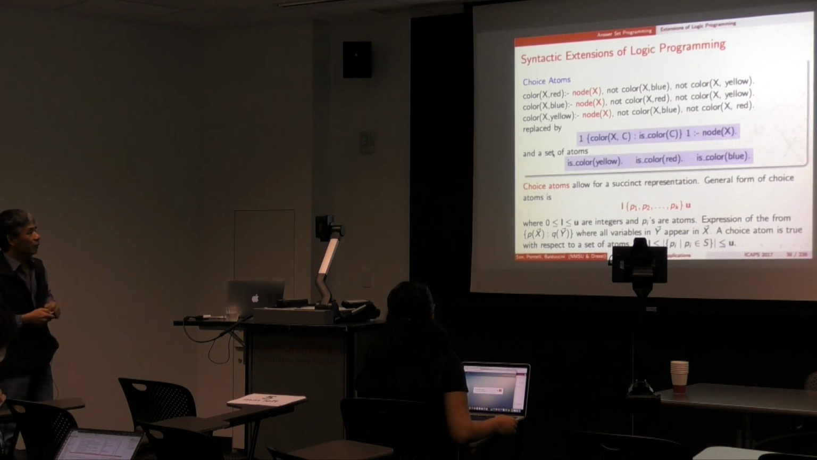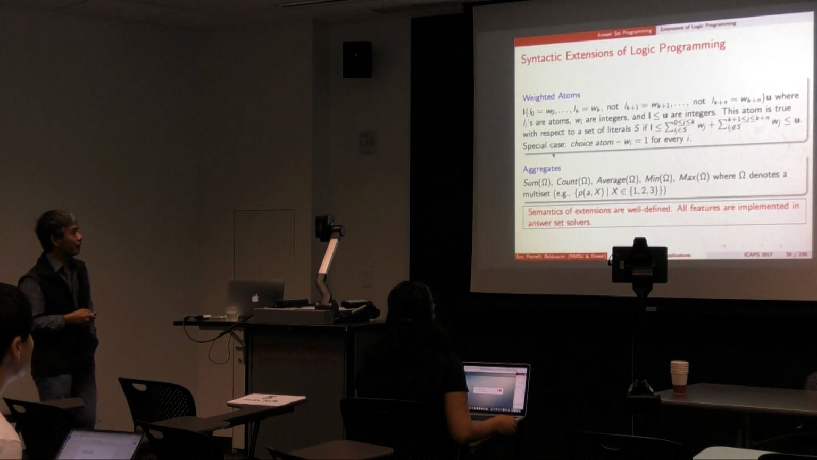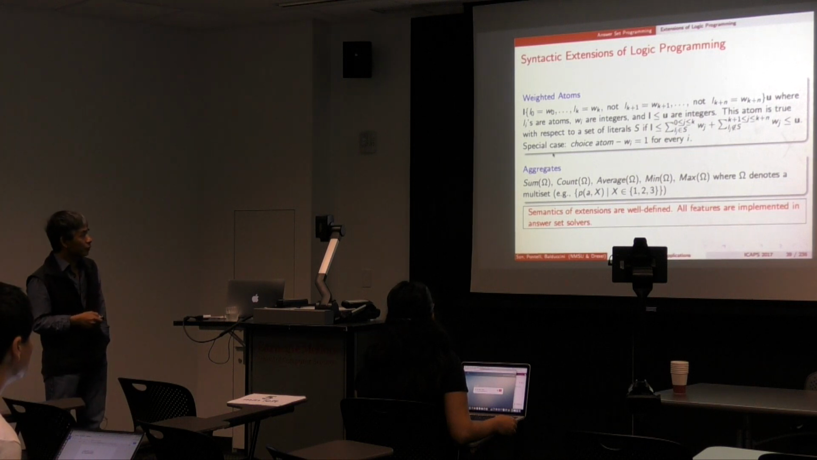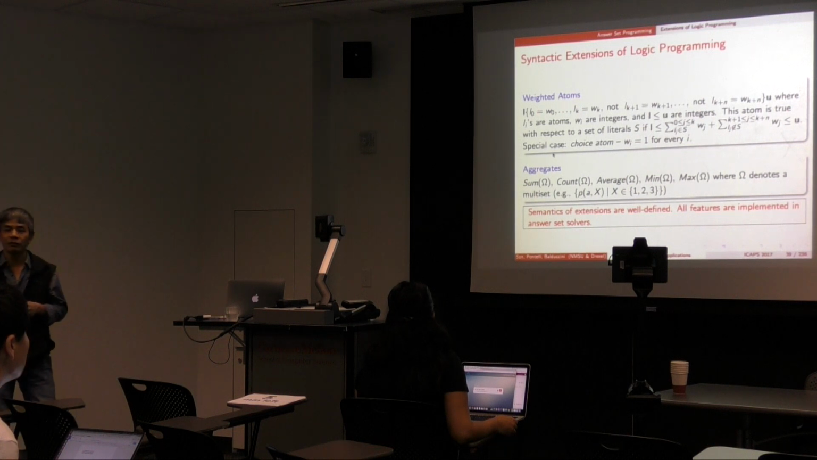The other one is the weight atom. The second type of extension is the weight atom. It is similar to the choice atom, but now we extend it to have a weight for each atom. Basically, the sum of the weights of all the atoms in this set has to be bounded by this lower and upper bound.